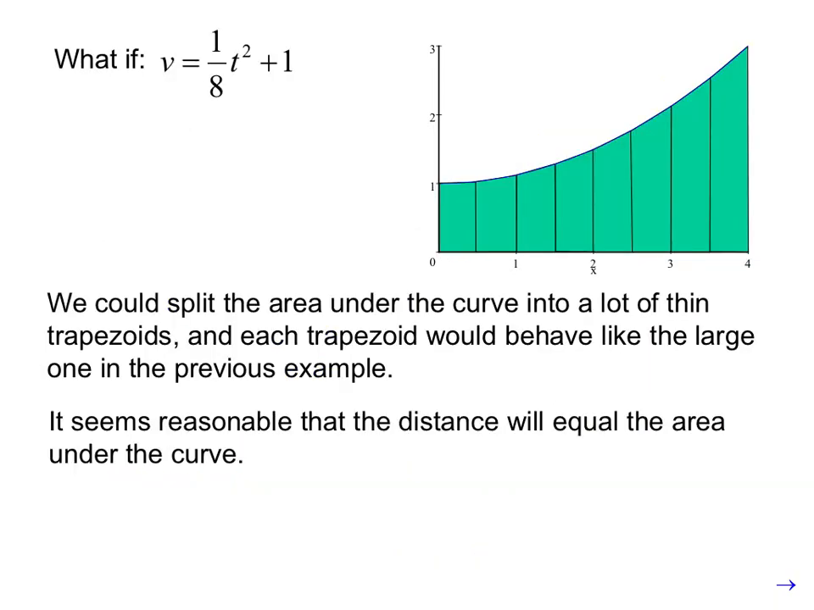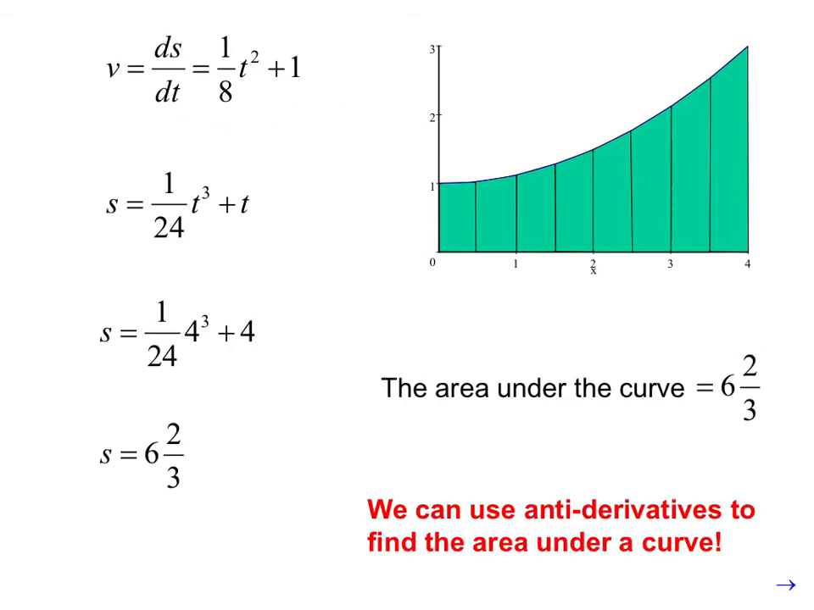So what if I have this function? This should seem familiar. We did this, the one before, 1/8 t squared plus 1. I could split it up into a whole bunch of different trapezoids, which we'll do later. But then the area underneath of that curve is also going to represent the total distance traveled.